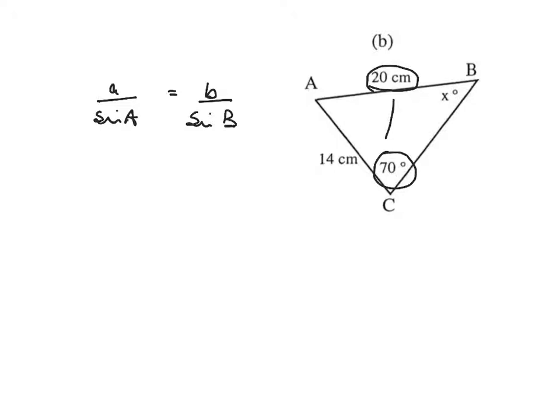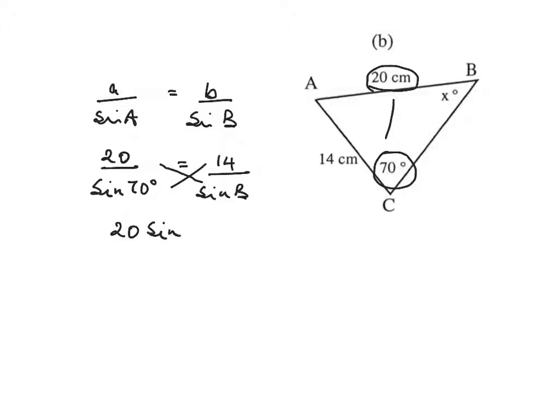What do we have? It's 20 over sine 70 equals 14 over sine b. I'm going to cross multiply here because the unknown quantity is on the bottom line. So 20 sine b equals 14 sine 70 degrees. Divide by 20 to get sine b on its own.